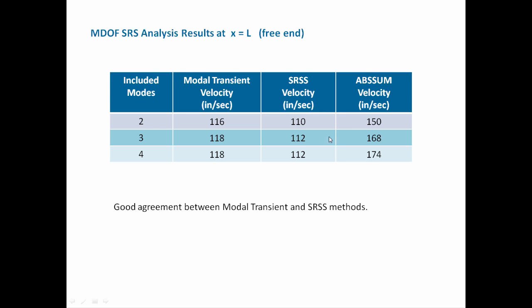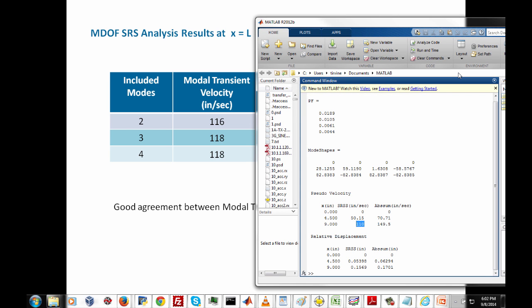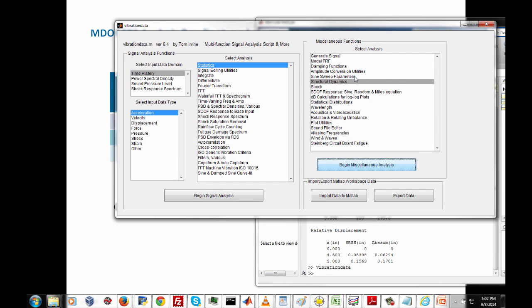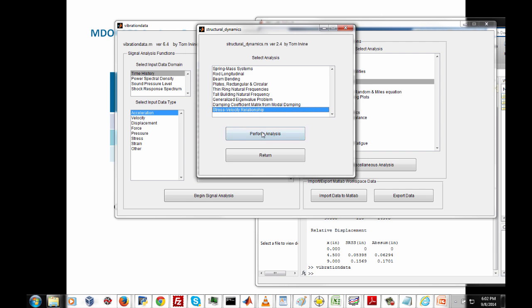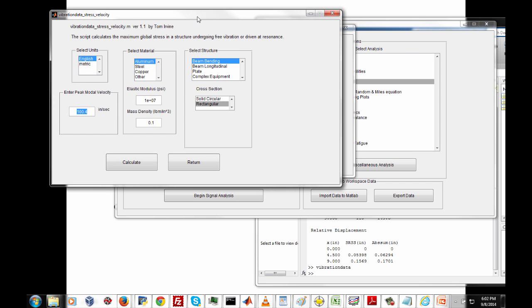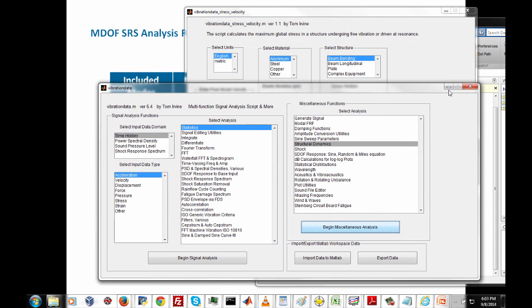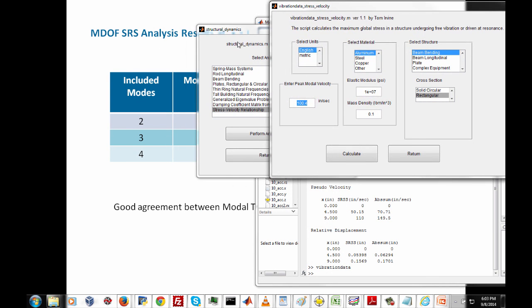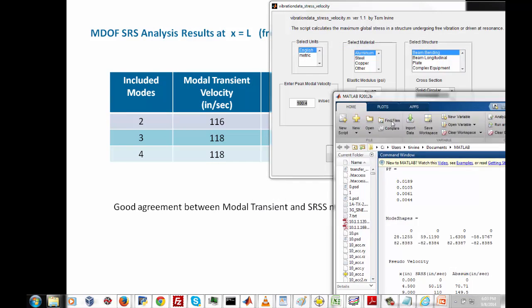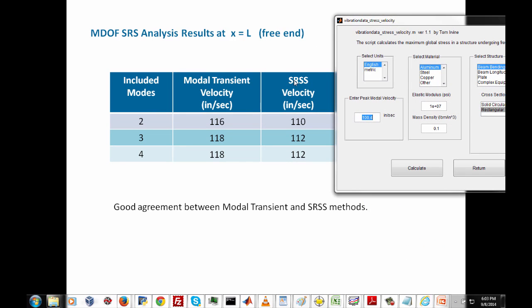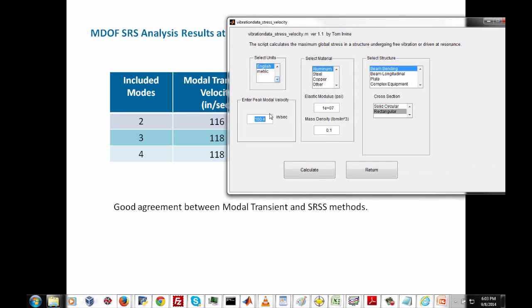And you can kind of figure out how to do that on your own. Or you can just go back to vibration data, structural dynamics, and there's a stress-velocity relationship. So for example, let's say that you had bypassed the modal transient altogether, and you had found out that the SRS method says that you could get, say, let's just go ahead and use 112 inches per second.